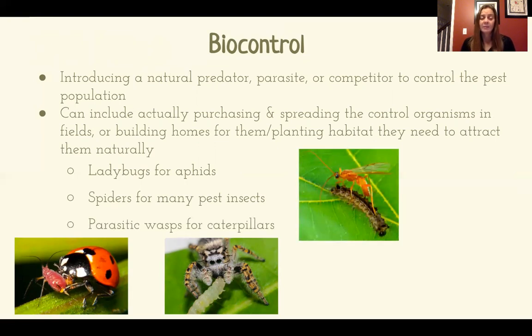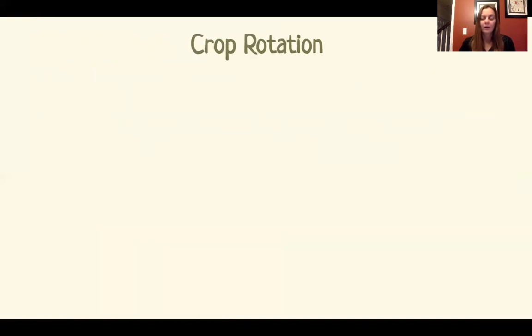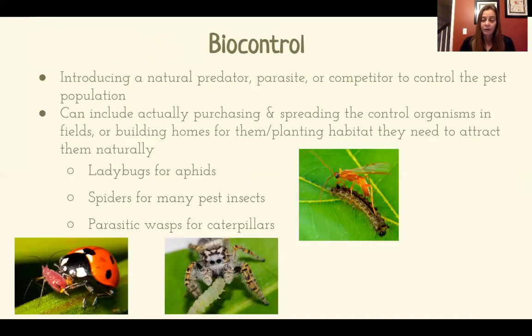And again, something that we want to create a habitat for would be parasitic wasps for caterpillars. So these are very commonly seen in our gardens, but we want to create an environment that's hospitable for them. So you can actually build homes for wasps that will encourage them to come. Okay, so that's biological control.